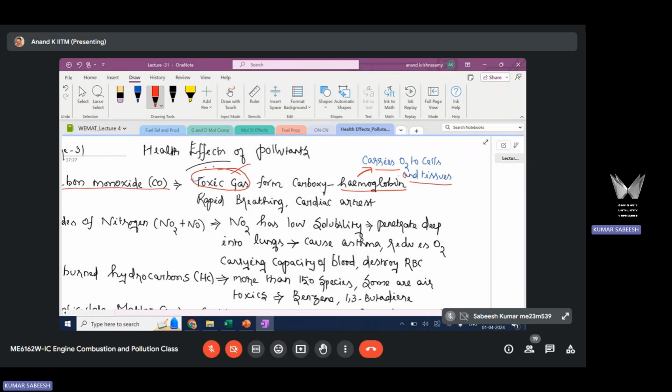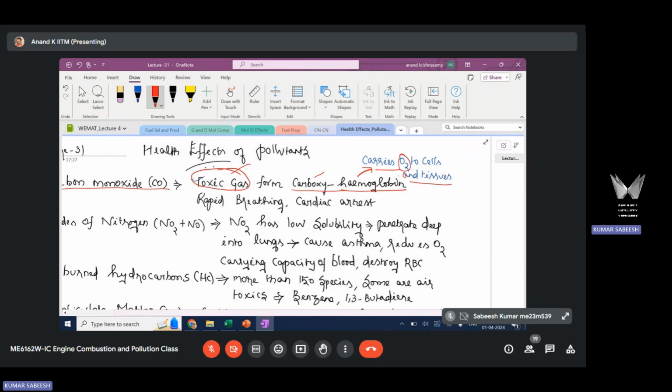Once you inhale exhaust gas, engine exhaust gas along with CO has very high affinity to hemoglobin. It can combine with hemoglobin and form carboxyhemoglobin. In fact, it is said to have 200 times higher affinity to hemoglobin than oxygen. So it can very well combine with hemoglobin and form carboxyhemoglobin. Once it forms carboxyhemoglobin, the space is not available for oxygen.